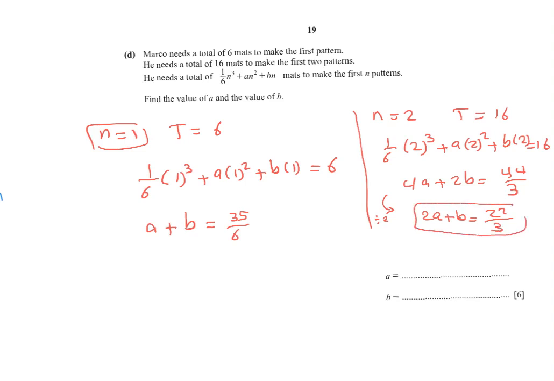Now you can solve this equation and that one by subtraction. You get a equals 3 over 2, and by substitution you get b.